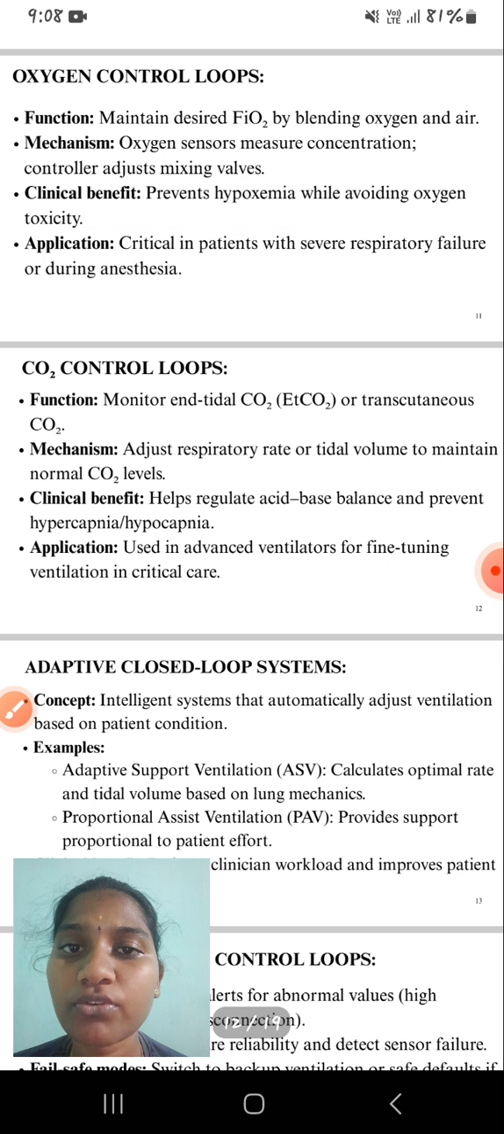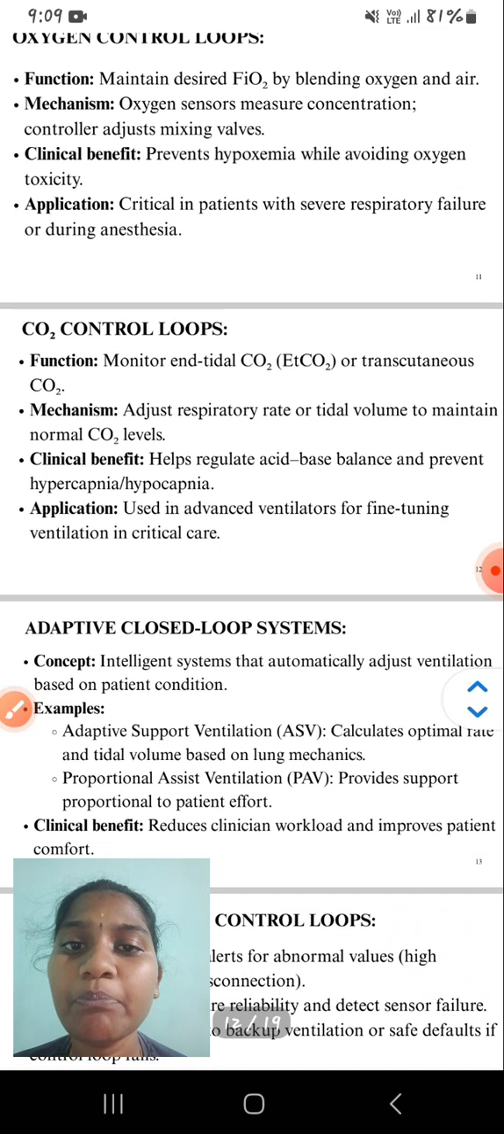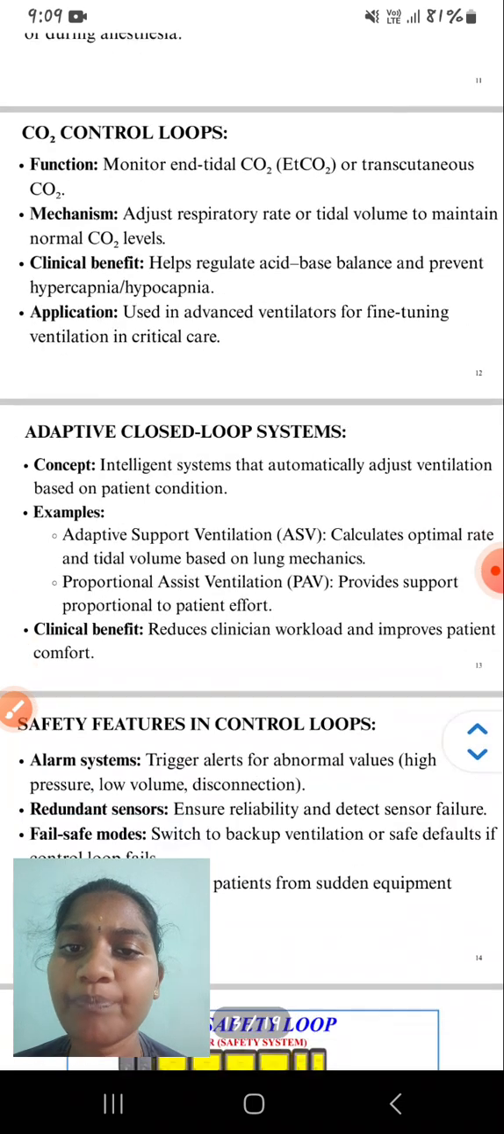Oxygen control loop. Function: maintain the desired FiO2 by blending oxygen and air. Mechanism: an oxygen sensor measures the concentration and the controller adjusts the mixing valve. Clinical benefit: prevents hypoxemia while avoiding oxygen toxicity. Application: critical in patients with severe respiratory failure or during anesthesia.